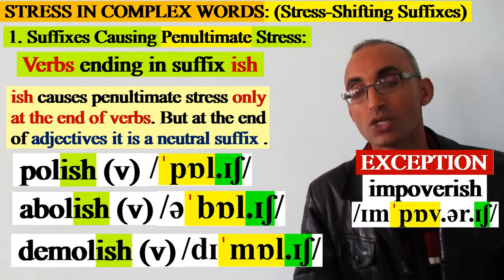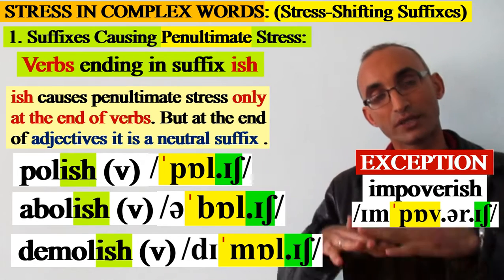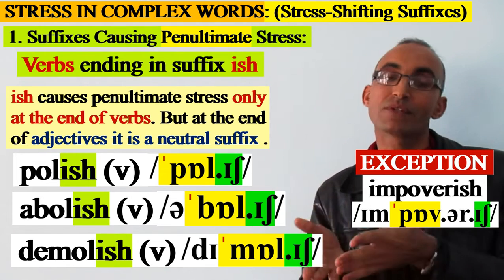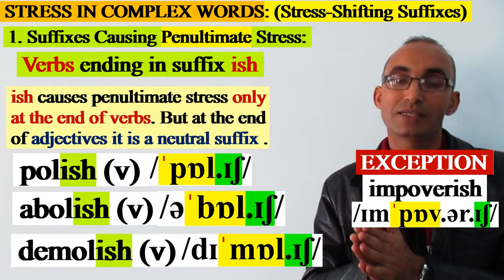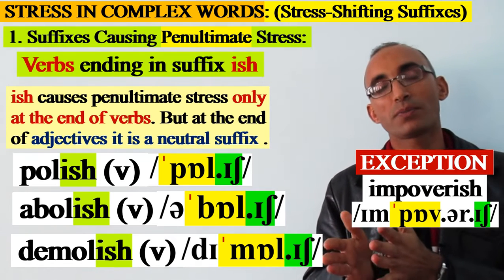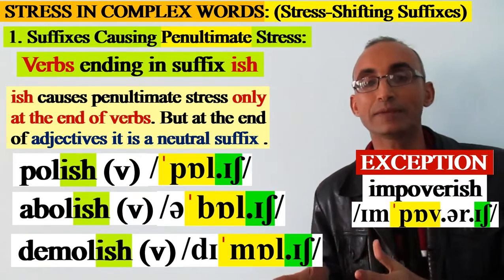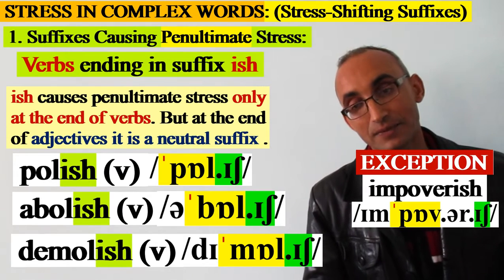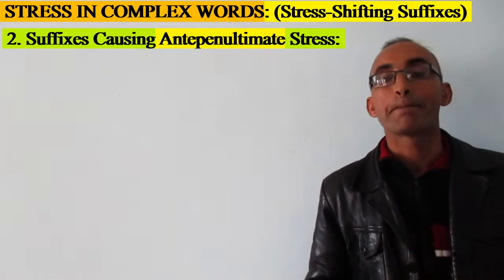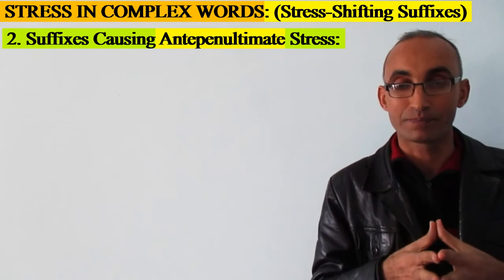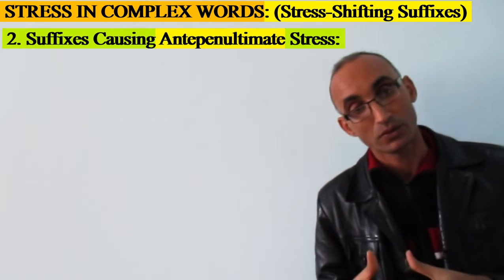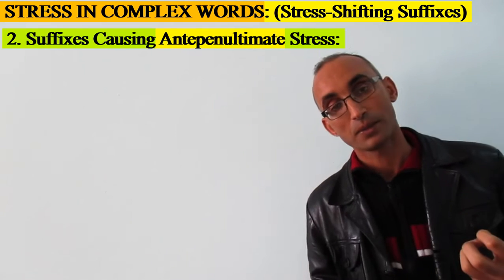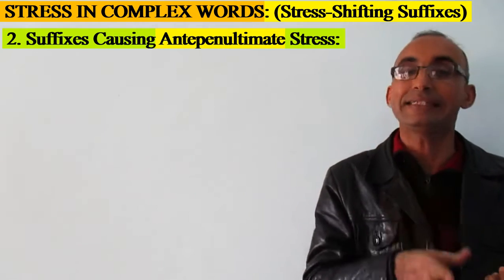Right. Good. Now, we're finished with the different suffixes and endings which cause penultimate stress. It means the stress comes directly before the suffix, the syllable immediately before the suffix. Now, we have also another set of suffixes which cause stress on the anti-penultimate syllable. It means when we find these suffixes or endings, we stress the third syllable from the end. It means suffix no, penultimate no, the third one is stressed.